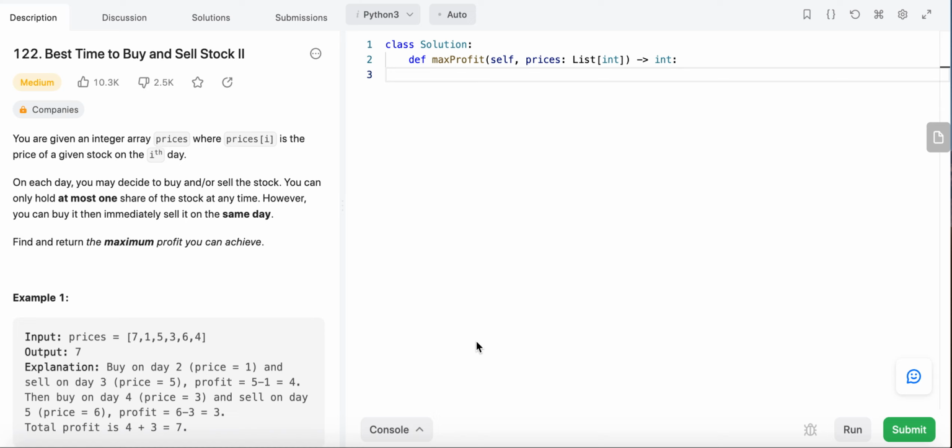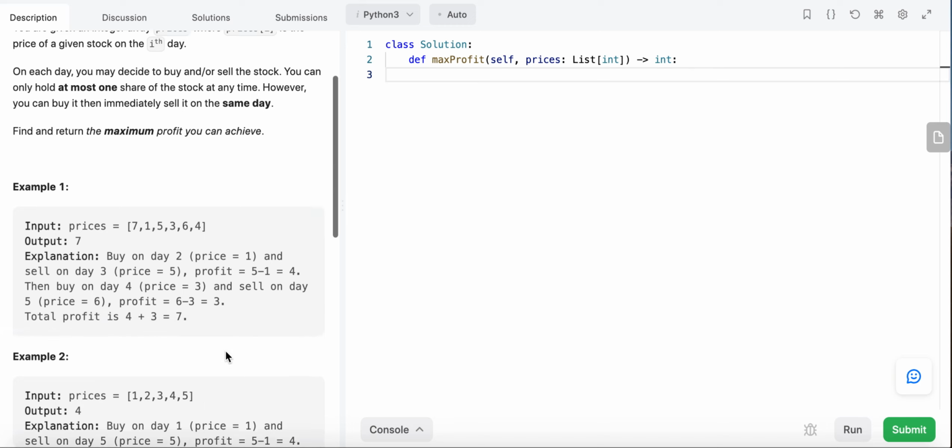Today I'm solving Leetcode question 122, Best Time to Buy and Sell Stock II. You are given an integer array prices, where prices[i] is the price of a given stock on the ith day. On each day, you may decide to buy and/or sell the stock. You can only hold at most one share of the stock at any time. However, you can buy it and then immediately sell it on the same day. Find and return the maximum profit you can achieve.